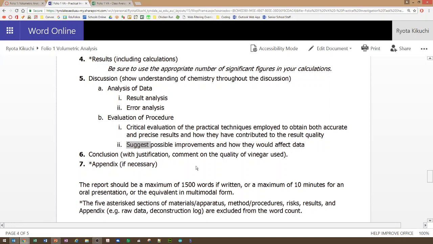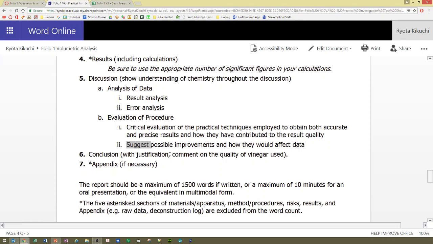To me, it's more logical, but some people prefer to do all the evaluation of procedure first, looking at all the steps in chronological order, then do improvements. Okay. See which one fits you better. Okay, you can do either way.